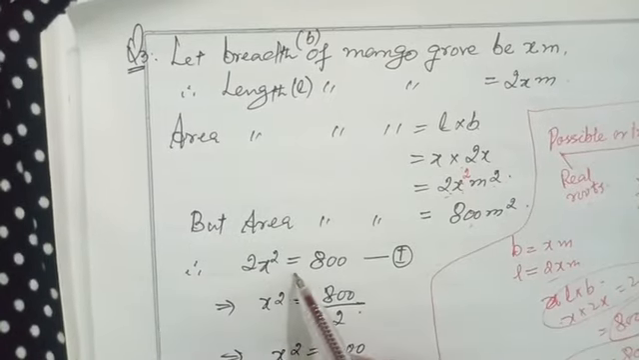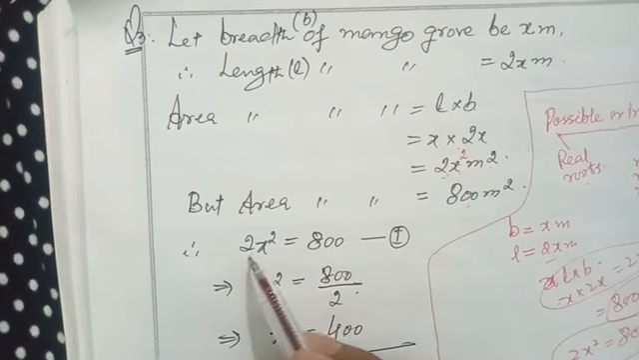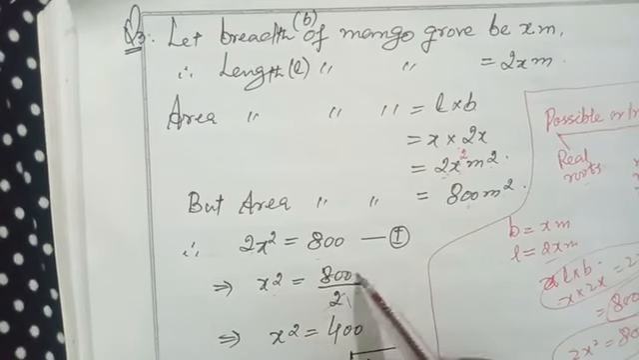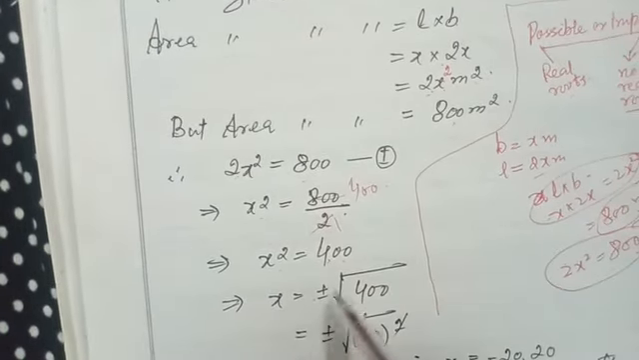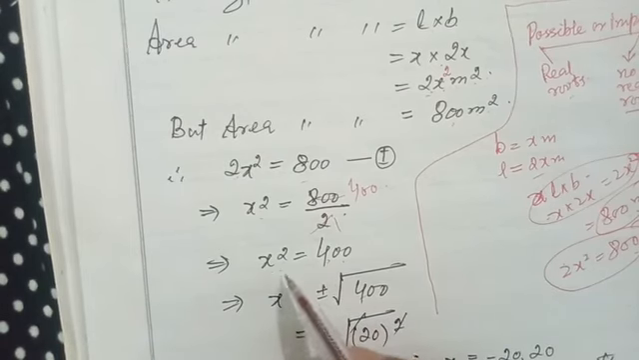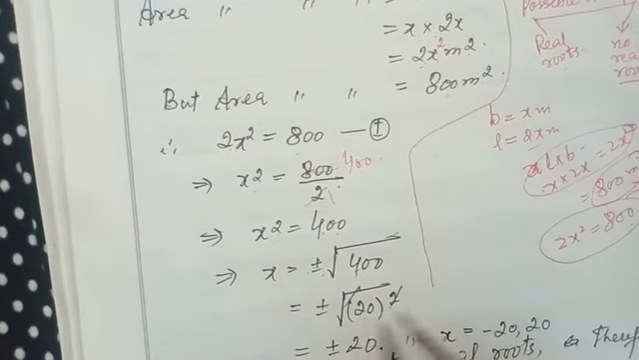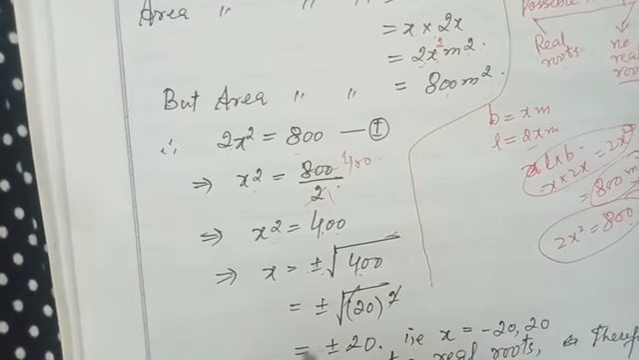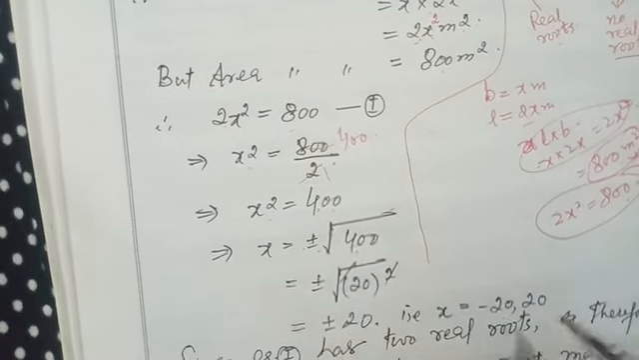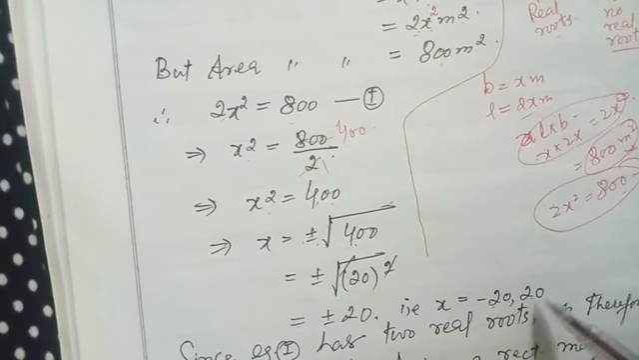So I can write here 2x square equal to 800, or x square equal to 800 by 2. I transposed this 2 here. 2 ones are 2, 2 400s are 800. So I can write x square equal to 400. I can write x equal to plus minus root 400, because I removed this square. We know 400 is the square of 20, so I can write 20 square instead of this 400. Square root cancels. So finally x will have the roots plus minus 20. This minus 20 and plus 20, both are real roots.